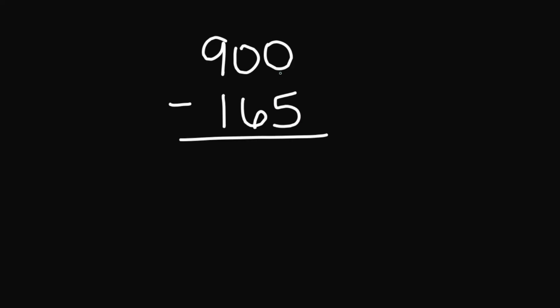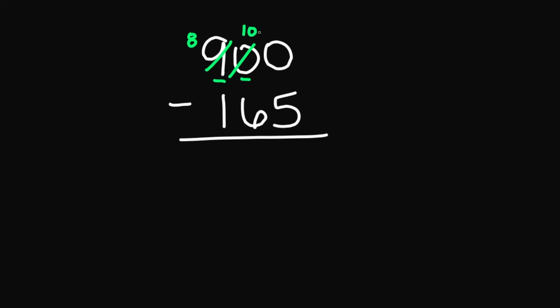Let's try 900 minus 165. I'm going to try to subtract 0 minus 5. I can't do that in the ones place. I'm going down to the tens place now. Still can't do that. I only have 0 here. So now I'm going to the hundreds place. So this 9, I have enough. This 9 is going to become an 8. This 0 here is going to become a 10.